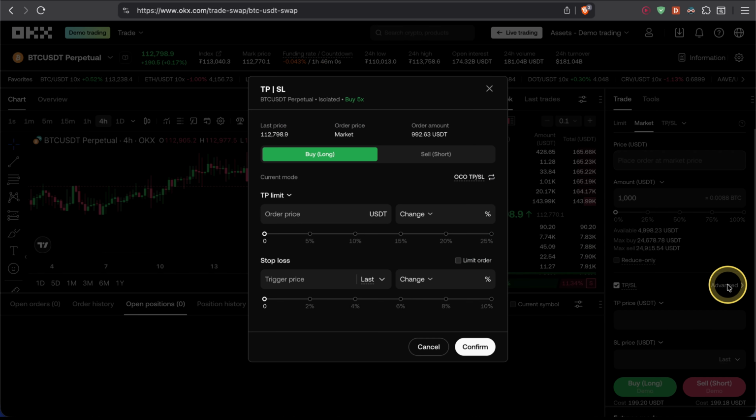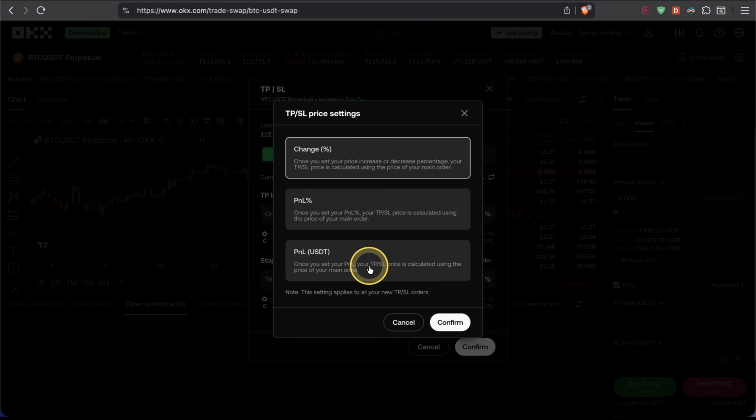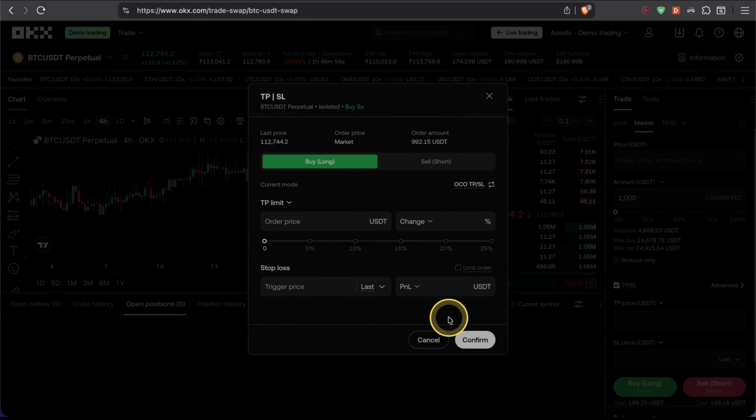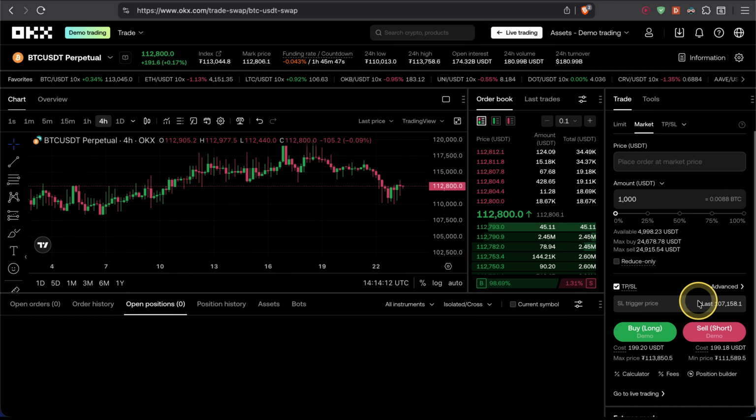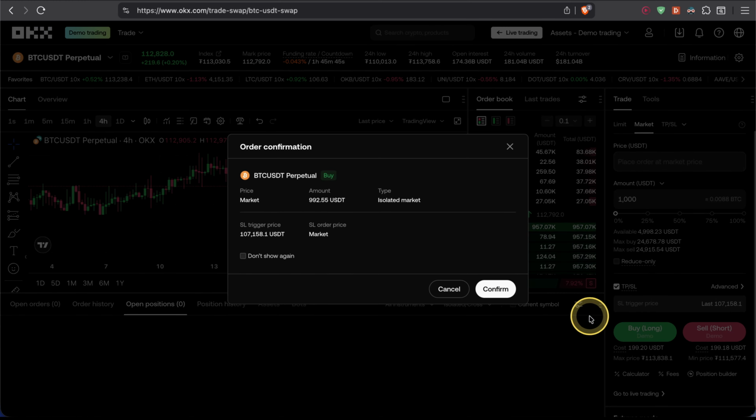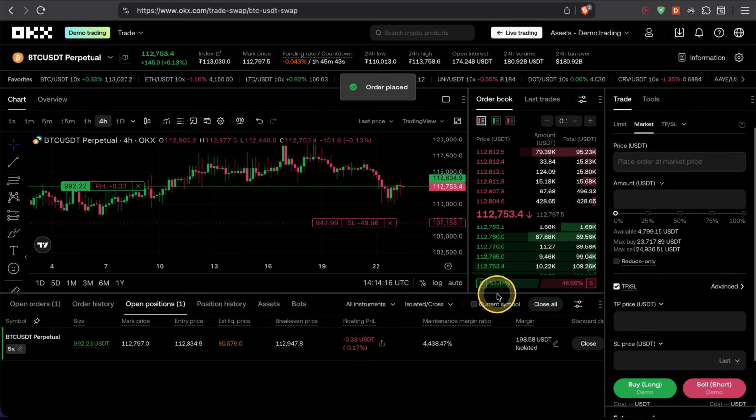If we go to advanced, we can also set this right here to PNL in USDT, and we can say we want to make a maximum loss of minus $50, and the price will be automatically calculated in here. Then if we click on confirm, we have that all set up in here. Let's click on buy long, confirm, and our long position is opened.